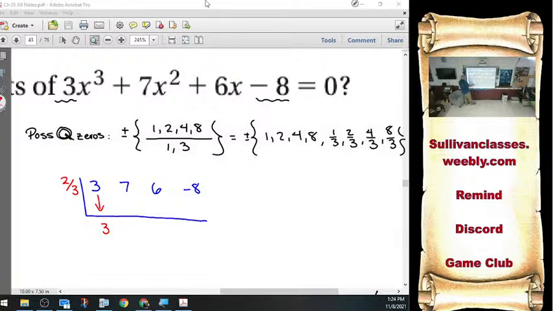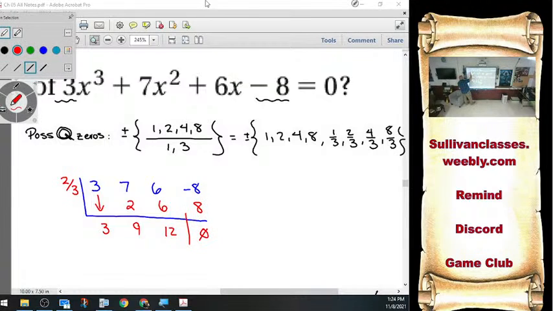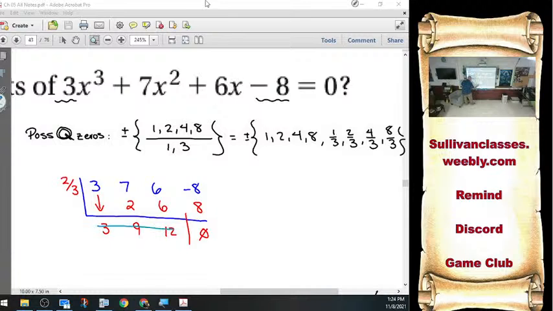A third of 3 is 1, times 2 is 2. 7 plus 2 is 9. A third of 9 is 3, times 2 is 6. Add them together, 12. A third of 12 is 4, times 2 is 8. I'm going to call that 1, 3, and 4 instead, because divide by 3, divide by 3.